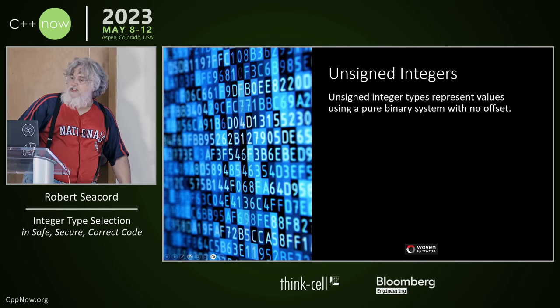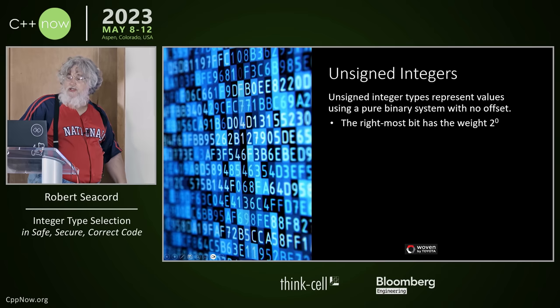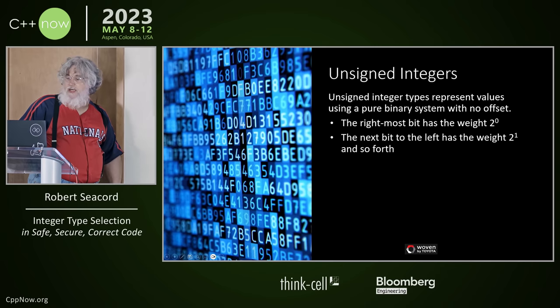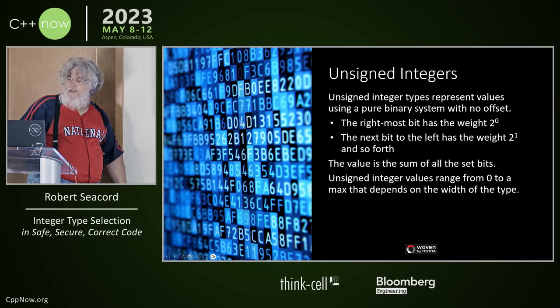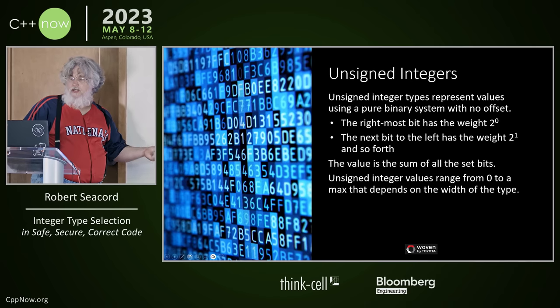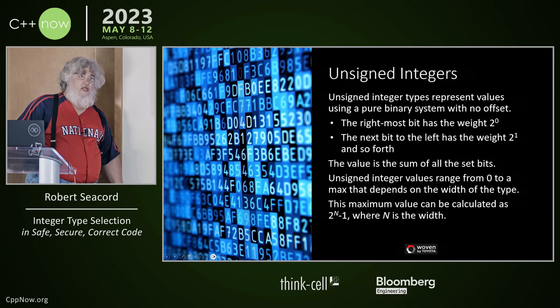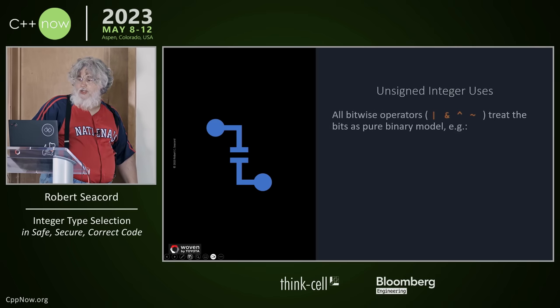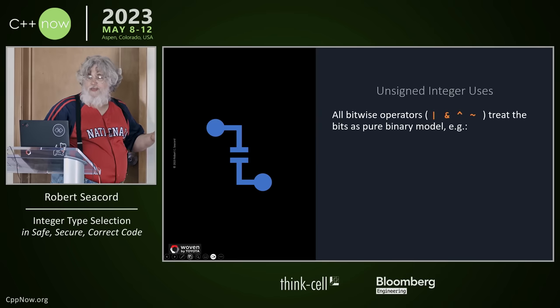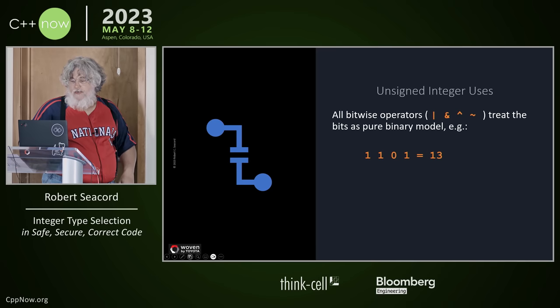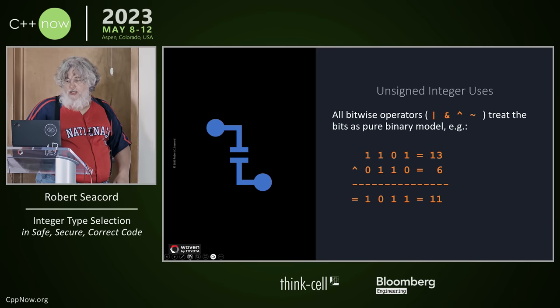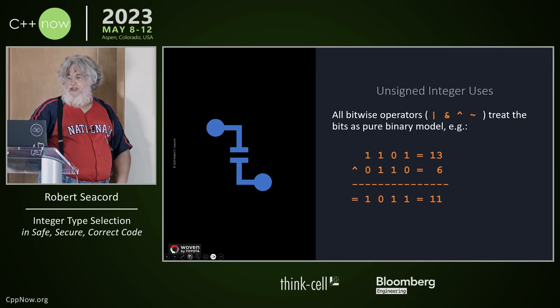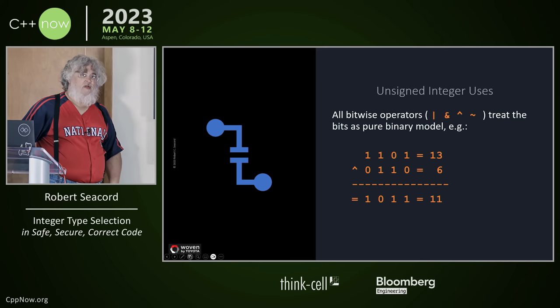Okay, so again, this is just kind of review to get you ready for the rest of the discussion. Unsigned integer types represent values in a pure binary system. The first bit has 2 to the 0, the next bit has 2 to the 1, and so forth, and the value is the sum of all the bits set. So the values range from 0 to a max, which depends on the width of the type. That can be calculated as 2 to the n minus 1, where n is the width. All bitwise operators treat these values using a pure binary model. So if I have the number 13 and I XOR it with 6, you just XOR each combination: 1 and 0 is 1, 1 and 1 is 0, 0 and 1 is 1, 1 and 0 is 1, and the result is 11. So it's just pure binary calculation.